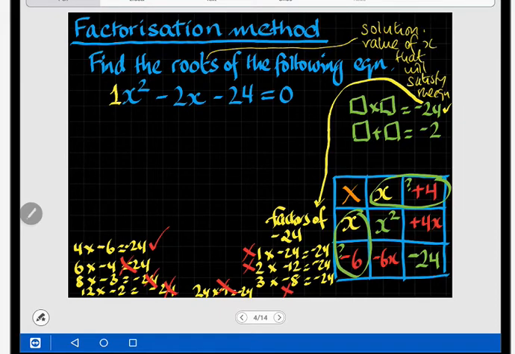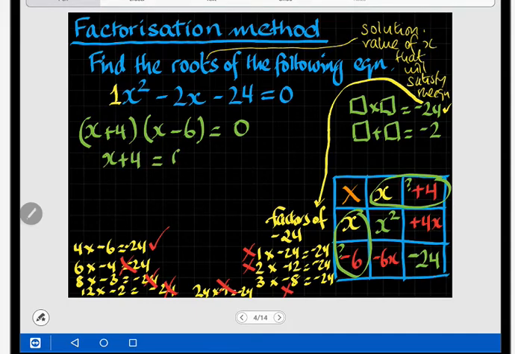So the two factors would be x plus 4 multiplied by x minus 6 is equal to 0. Now, x plus 4 is equal to 0. If this is equal to 0, the whole equation becomes 0. If x plus 4 is equal to 0, the rest will be 0, right? Or x minus 6 is equal to 0. If this part here is 0, when you multiply the two factors here, they will become 0.